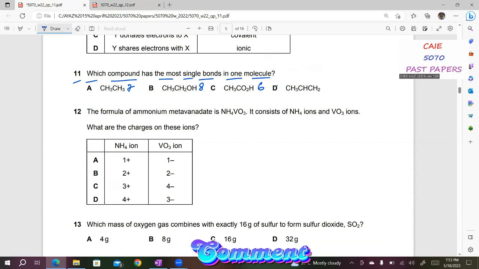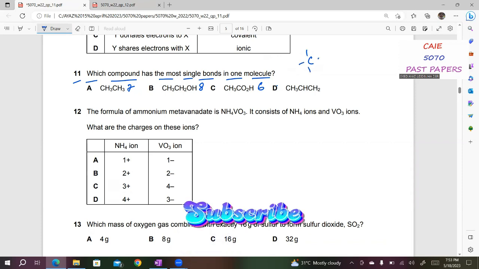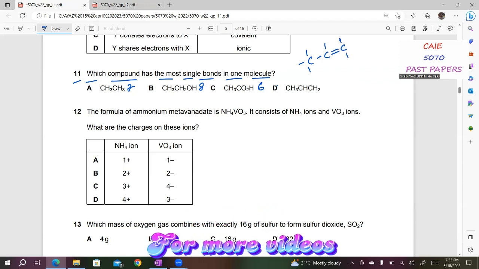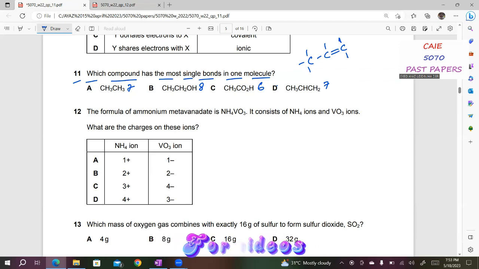Last one, CH3CH=CH2. It means there must be a carbon-carbon double bond here. Now count the single covalent bonds. 1, 2, 3, 4, 5, 6, 7. So the only answer which is correct here is B.